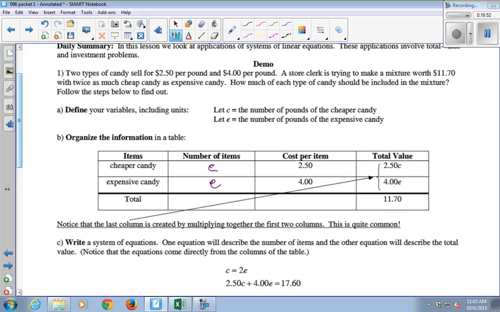So this is 2.5C, and this is 4E. And then my total value of the mixture is $11.70. So I put that in my total value column.